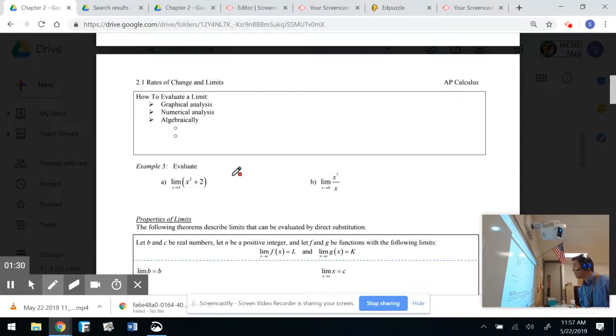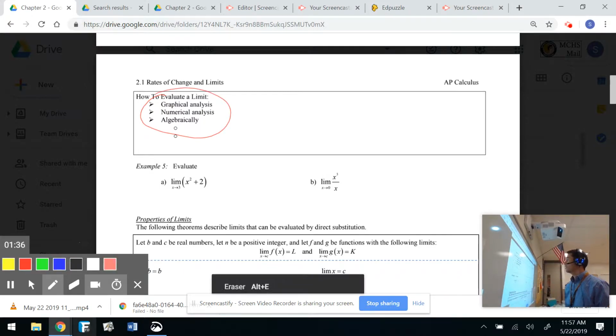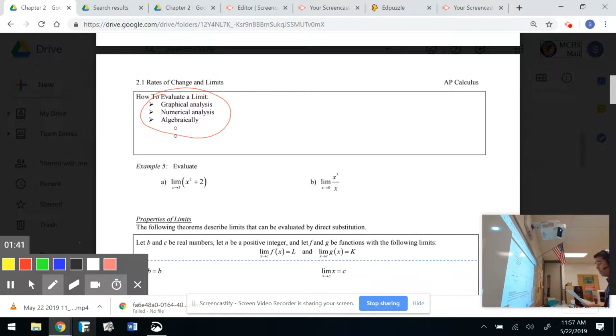How to evaluate a limit. There are really 3 main ways that we evaluate a limit: graphically, numerically, or algebraically. Now, the part that I want you to fill in is what do we do algebraically? There are some techniques that we're going to use that are going to help us.